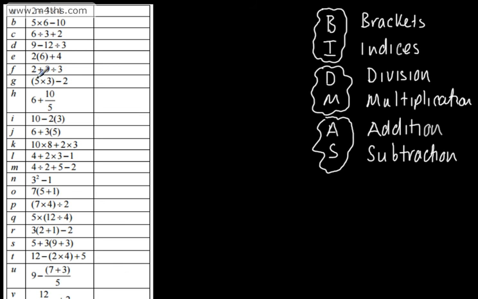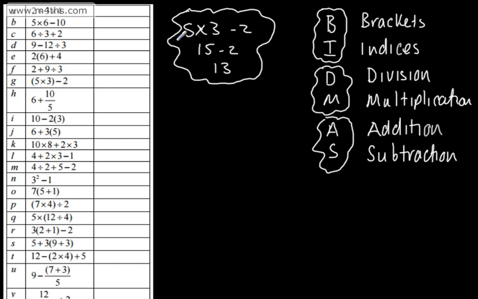Okay, let's look at this one here. We've got 5 times by 3 in the brackets minus 2. So all we do here is the multiplication first. 5 times by 3 minus the 2. 5 times by 3 is going to be 15. 15 minus 2 is 13. So we've got multiplication in those brackets. We carry that out first and go from there.